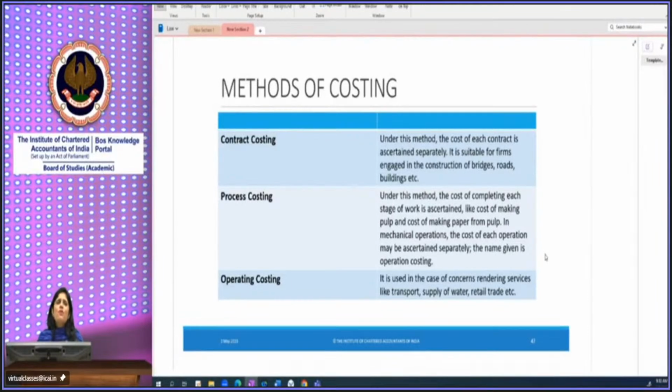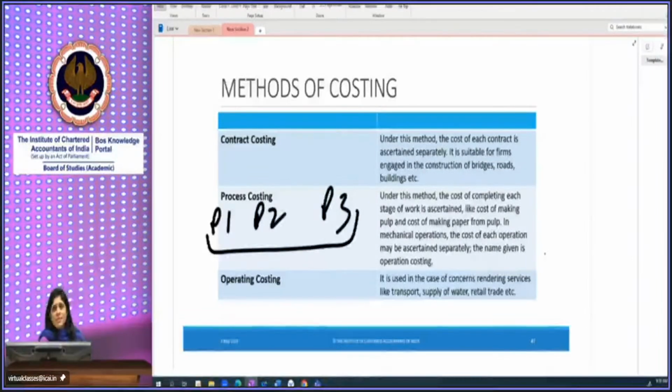All the cost for the road project will be accumulated at one place. All the cost for the building project will be accumulated at one place. So contract based costing. Clear? Process costing. If a product is manufactured in 3 processes, process 1, process 2, process 3, so one product passes through 3 processes, we do costing for each separate process.